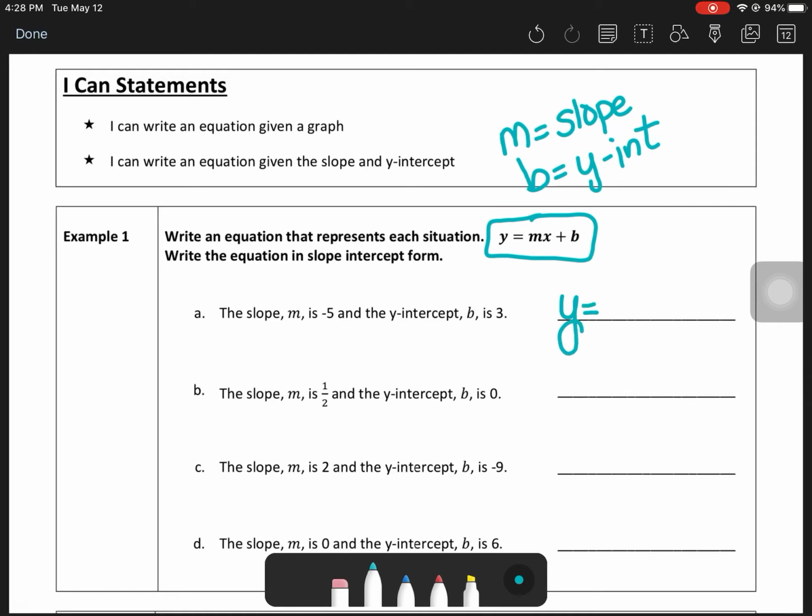So y equals, m is negative 5, then we put x, and our b is 3, plus 3. In our next example, y equals, first we put our slope, our m, and then x, and then we put our b, which is 0. But you will probably see it only as 1/2 x, because anything plus 0 is simply that number.